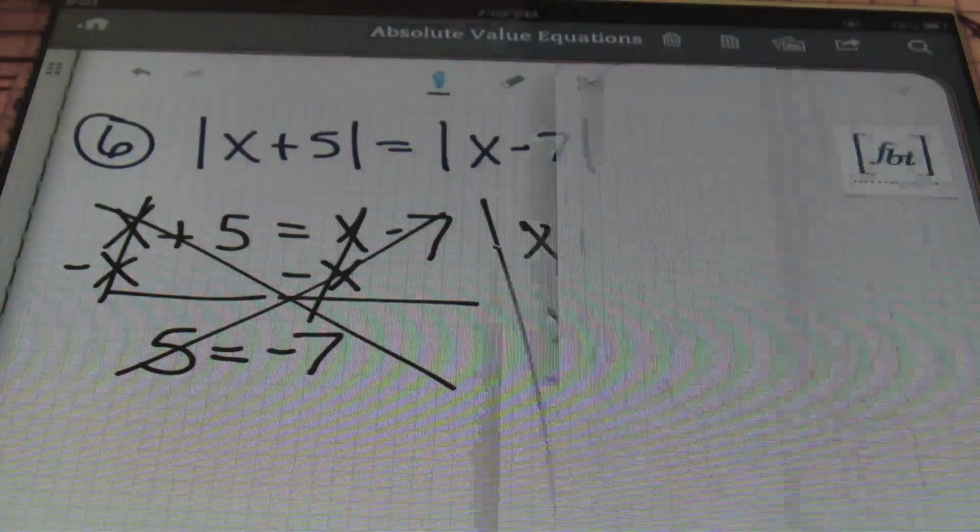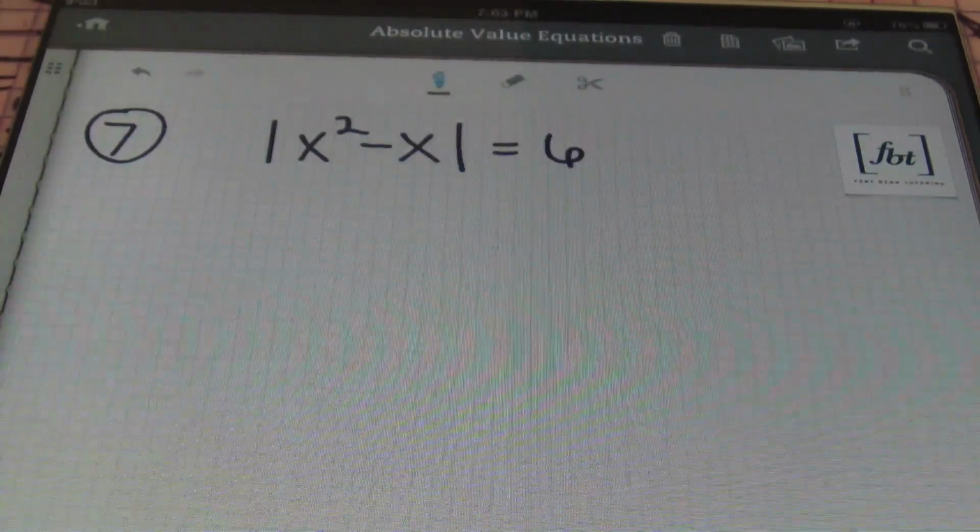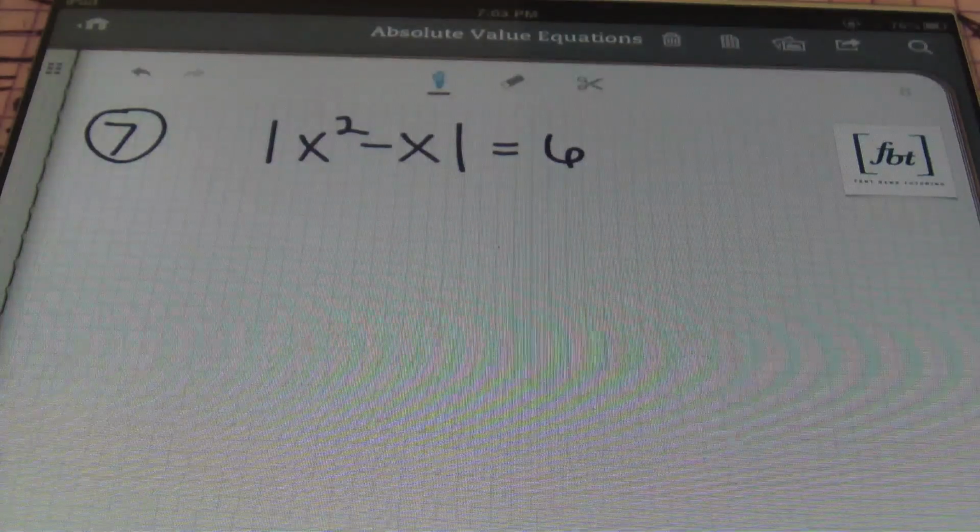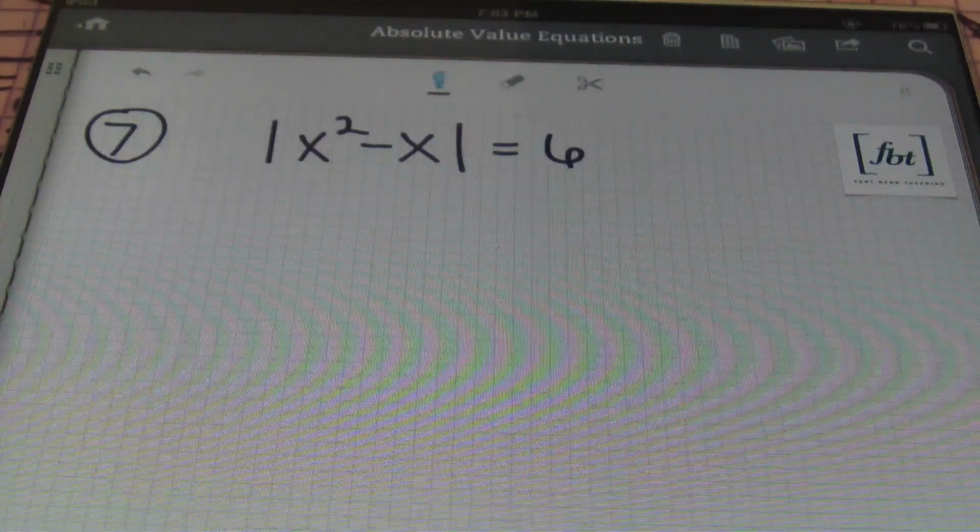Next, we'll be looking at problem number 7. With problem number 7, we have the absolute value of x squared minus x equals 6.